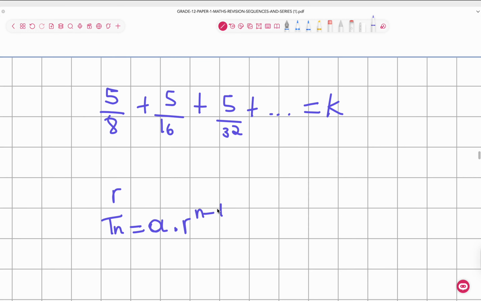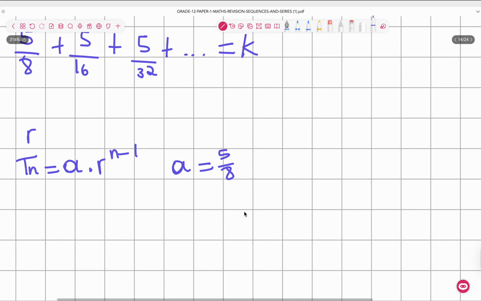Okay? So in the sequence, what do we have? We have a being equal to 5 over 8. And then the follow-up question to that is, what is our value of r? So you find r by dividing T2 by T1. That's how you would find your value of r. So how do we do that?